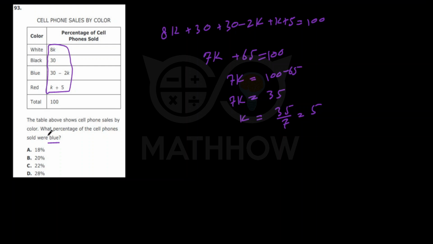The question is asking us to find the percentage of the blue colored cell phones. So blue equals 30 minus 2k. Substituting the value of k, this will be 30 minus 2 5s are 10, and 20. So 20% of cell phones sold were blue. So the correct answer is option B, 20%.